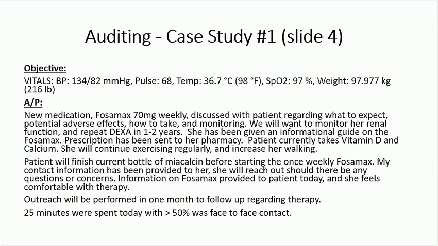The patient does take vitamin D and calcium, and she will continue to exercise regularly and increase her walking. The patient will finish her current bottle of miacalcin before starting the once-weekly Fosamax. Contact information was provided to the patient, and she will reach out if there are any questions or concerns. Information on Fosamax was provided to the patient, and she feels comfortable with therapy. Outreach will be performed in 1 month to follow up regarding the therapy. And then we see a time statement documented.